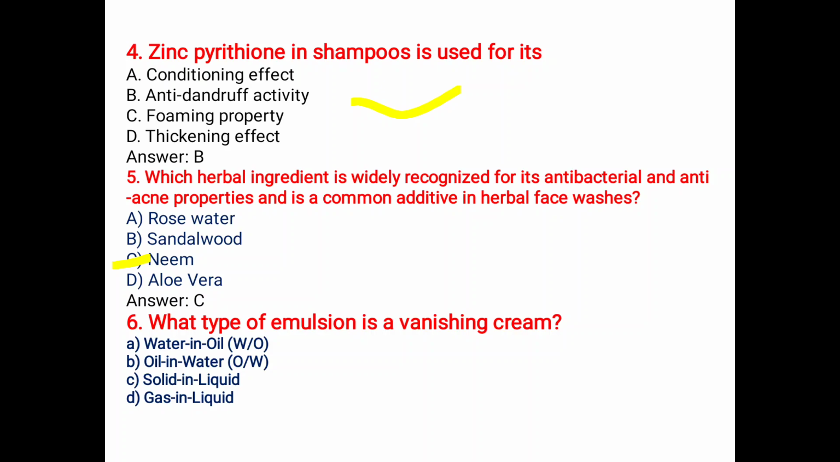One question we'll discuss, that is cold cream. Cold cream is W/O. O is the oil phase, means that is a continuous phase. Here asking vanishing. Vanishing means disappearing cream. The name indicates that it is vanishing. Disappearing cream. So here O/W, B, oil in water type.